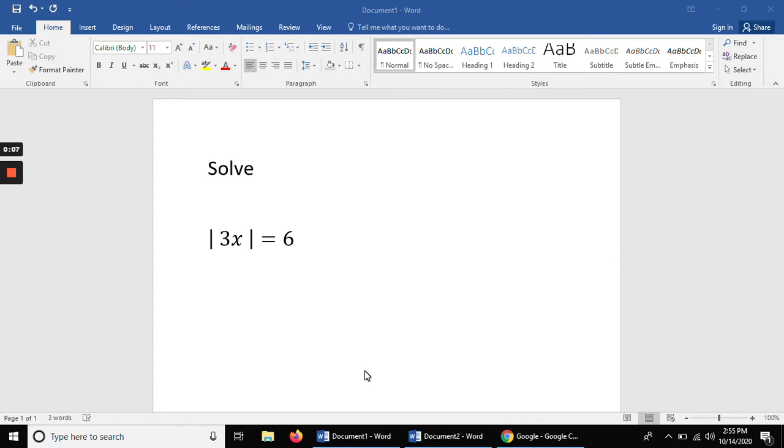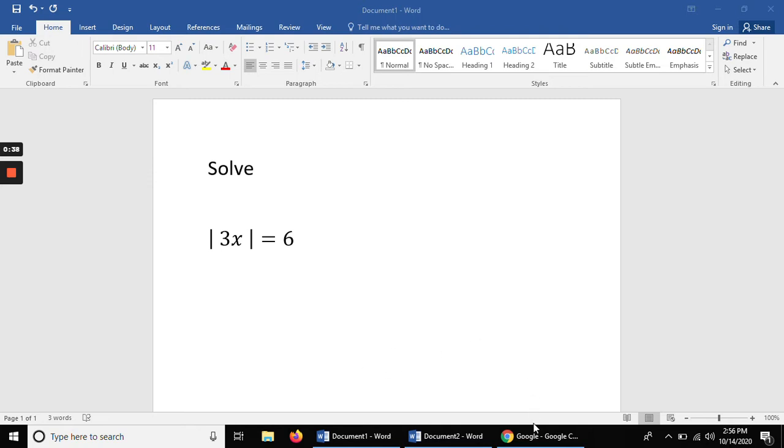I'll be looking at solving absolute value equations using a different method. The method of graphing. We'll be using a graph to solve this equation. Alright? We are asked to solve the absolute value of 3x is equal to 6.